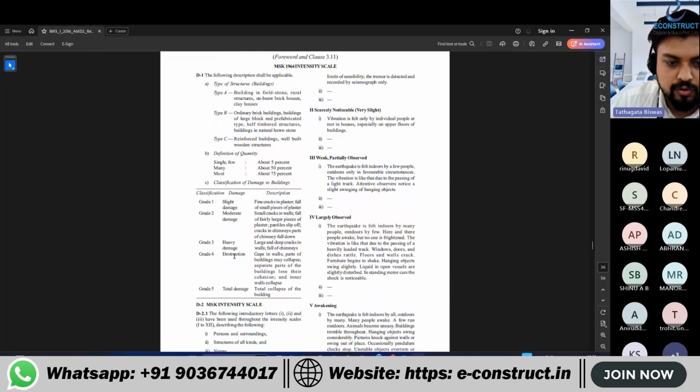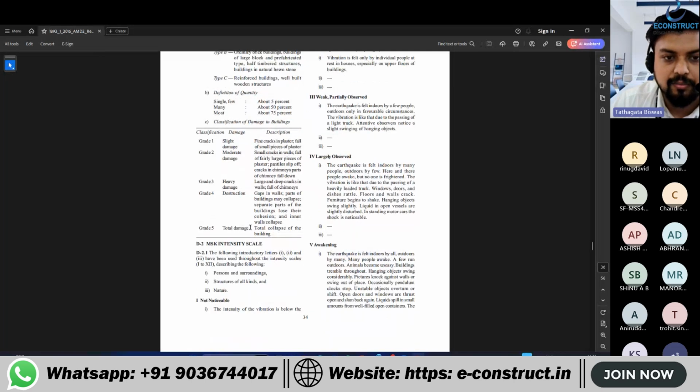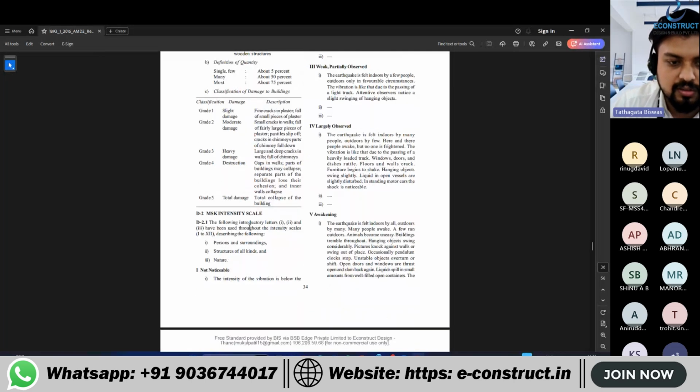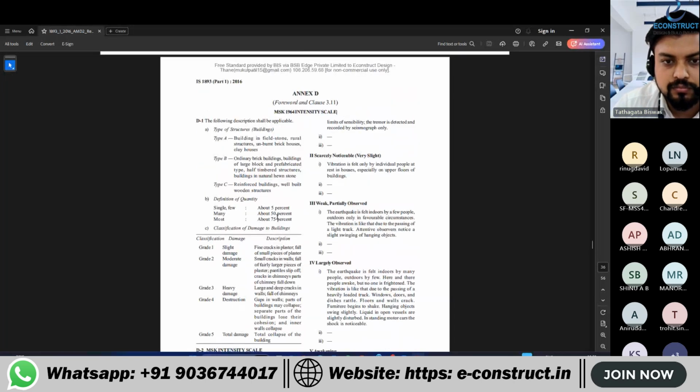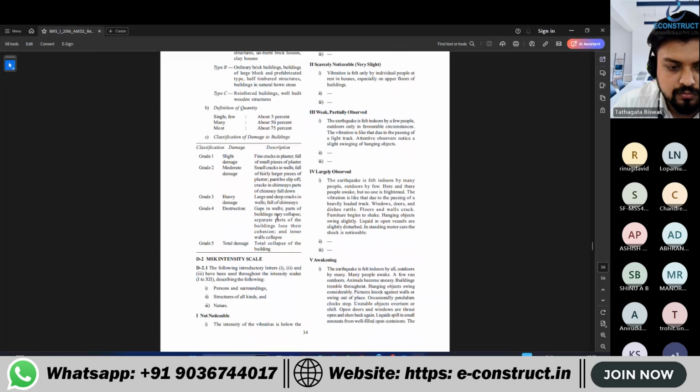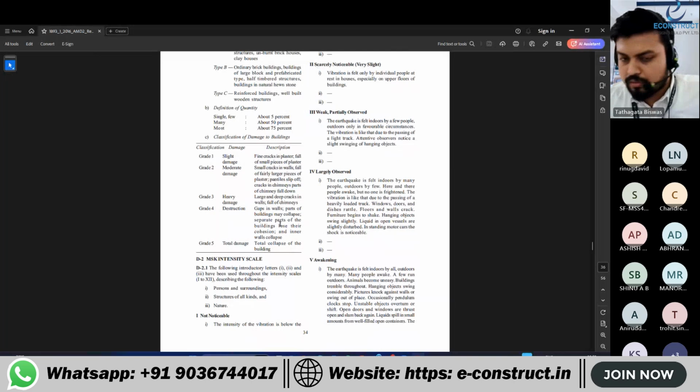What is the grade 4 destruction? What is the grade 5 destruction? What is the grade 3 destruction? So different damage intensities are given over here, and they have classified the damage grades on the basis of that. So you can read from the MSK intensity scale. The following introductory letters, first, second, and third, have been used throughout the intensity scale, 1 to 12, describing the following: persons and surroundings, structures of all kinds, and nature.